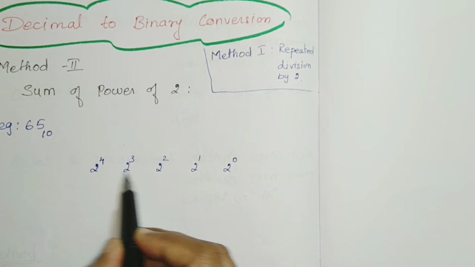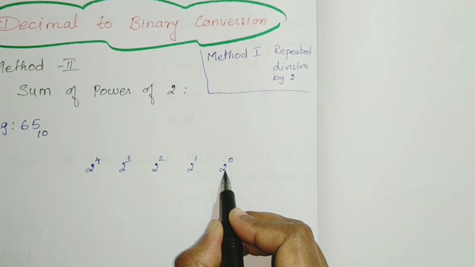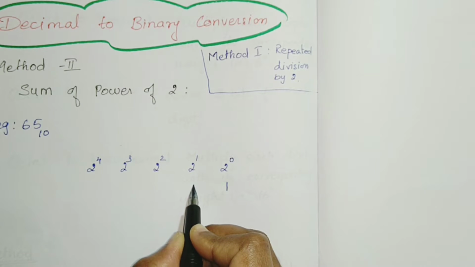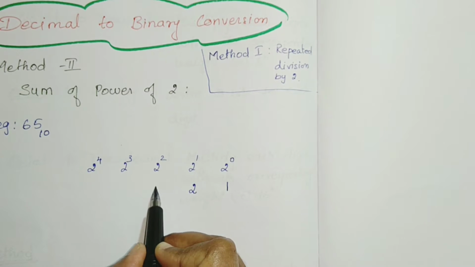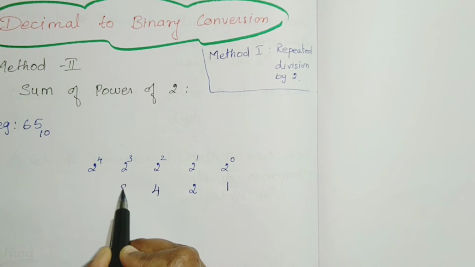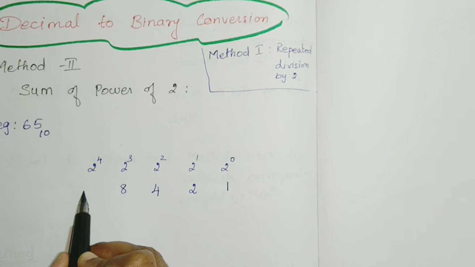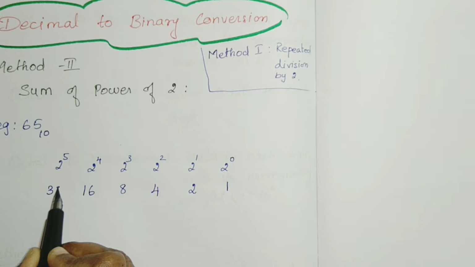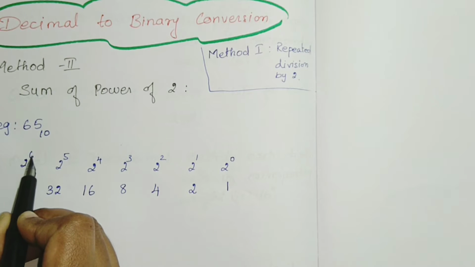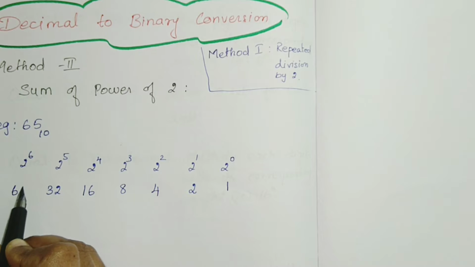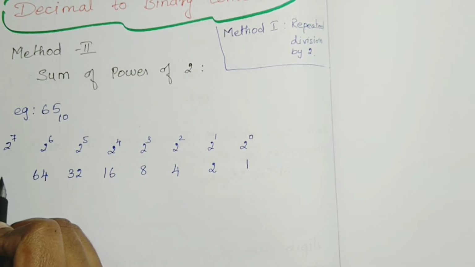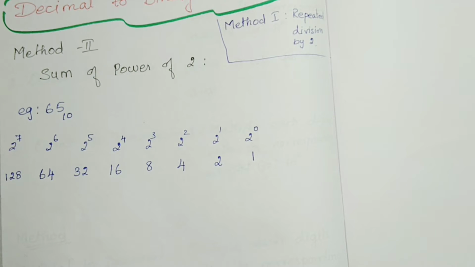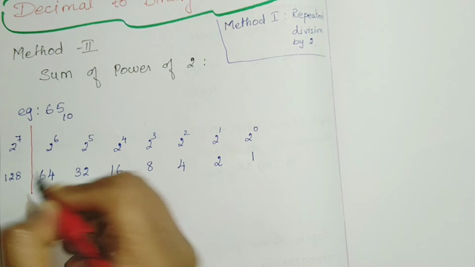As you write the powers, you can write the weight of each power. 2 to the power 0 is equivalent to 1. 2 to the power 1 is 2. 2 to the power 2 is 4. 2 to the power 3 is 8. 2 to the power 4 is 16. 2 to the power 5 is 32. 2 to the power 6 is 64. And 2 to the power 7 is 128. If the power term is greater than the decimal number, then you have to stop writing the power values.